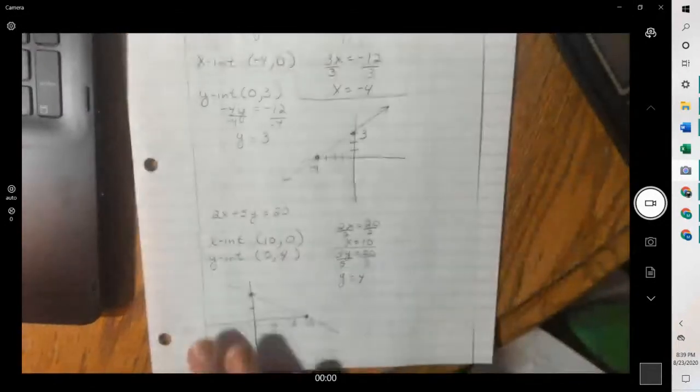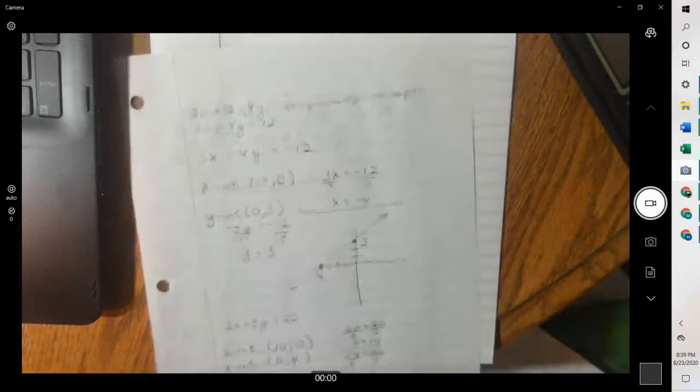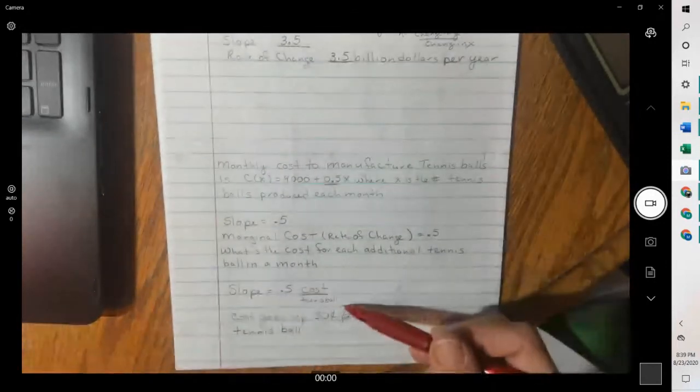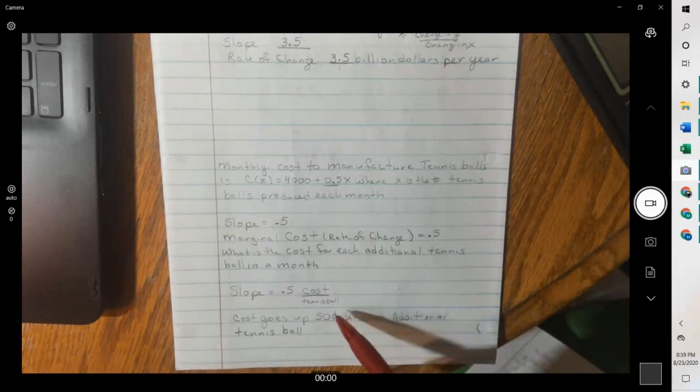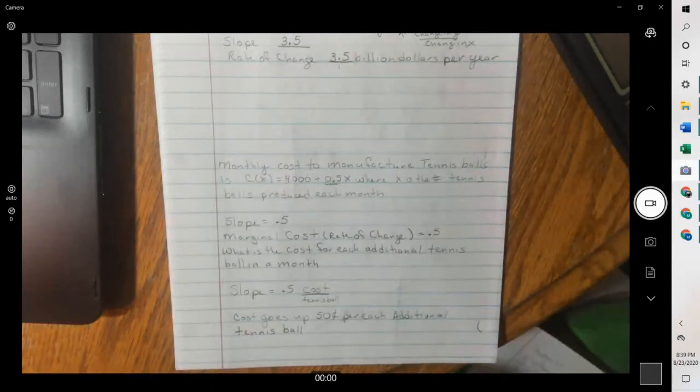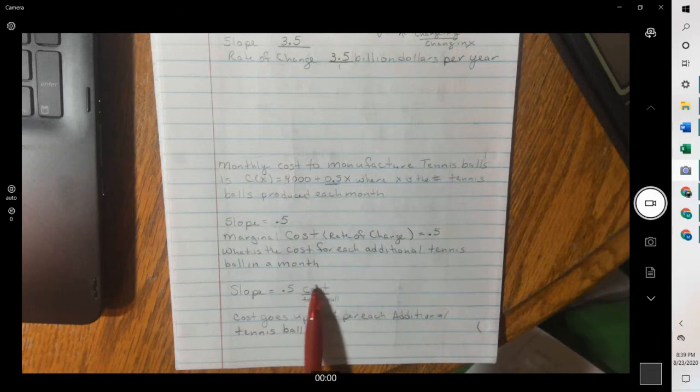I thought I had one more problem, but that looks like it. Okay, I'll leave this open in case you need that. So it's cost and tennis balls, rise over run, change in y over change in x. So think about what your y is and what your x is and write this each time, and then you can explain what it means.